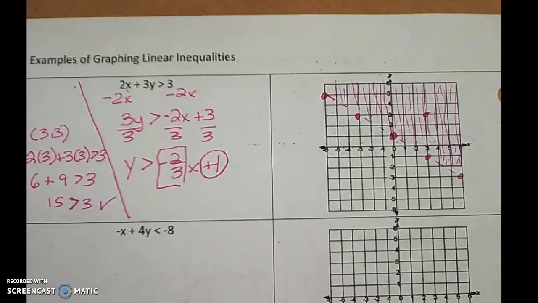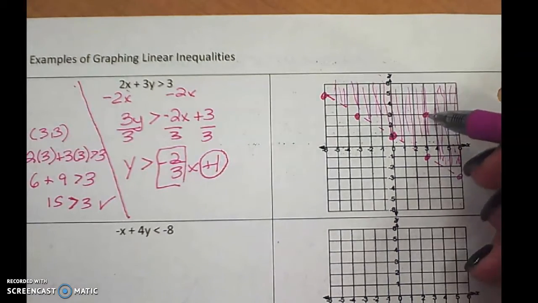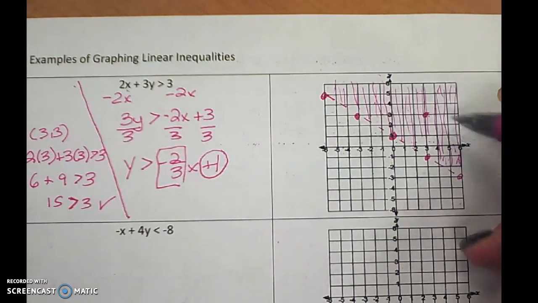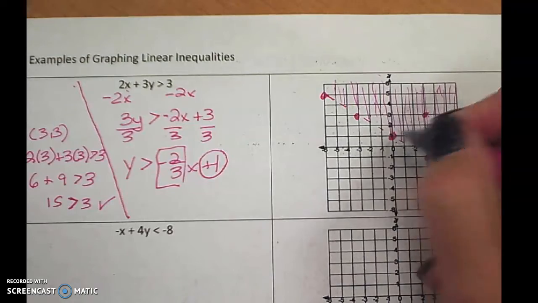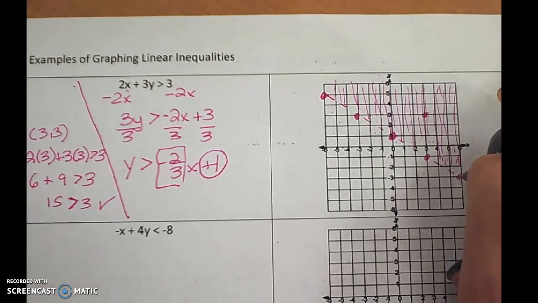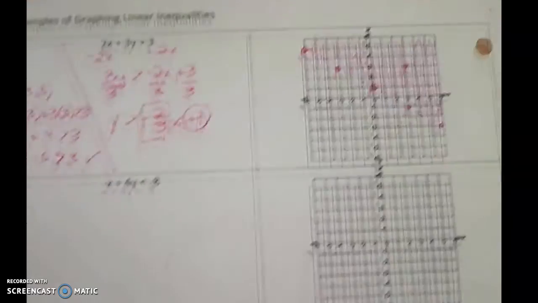You may be asked to check that, or you may be asked if a point is a part of the solution. There's infinite solutions here because this shading keeps going. Now, nothing on the dotted line would be a solution because it's dotted. Let's look at the next one.